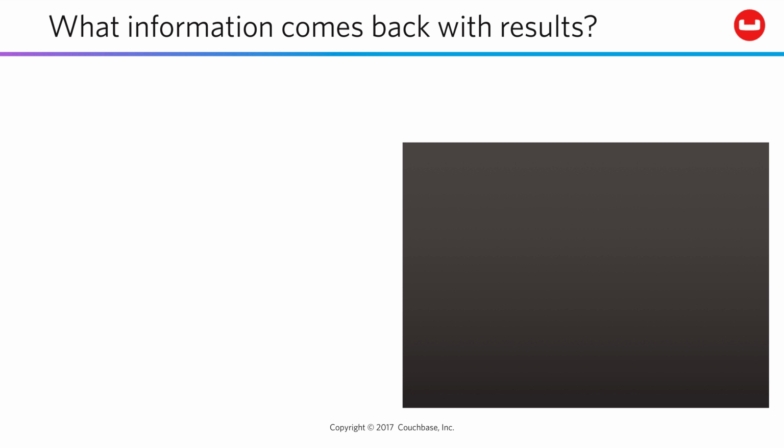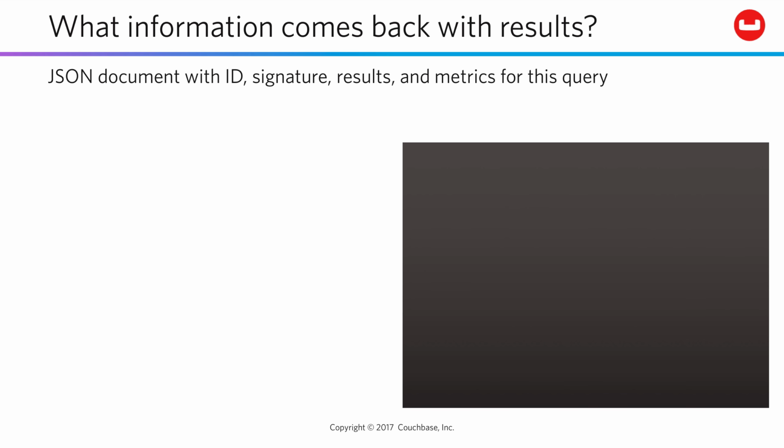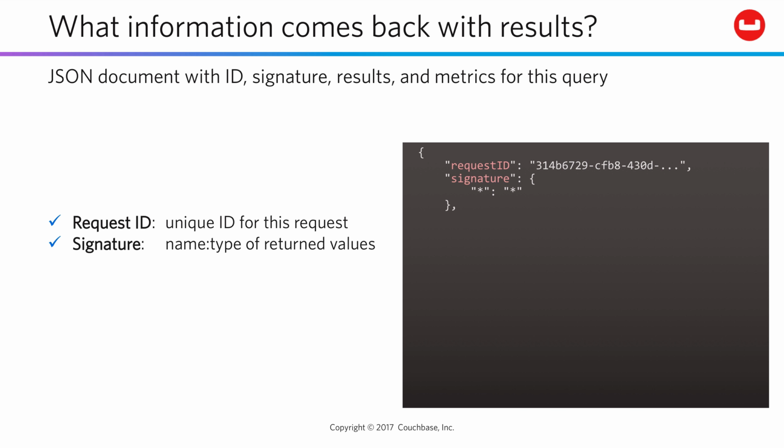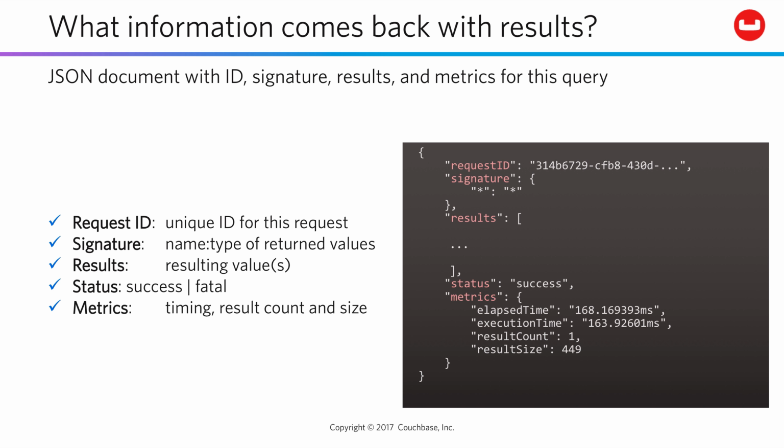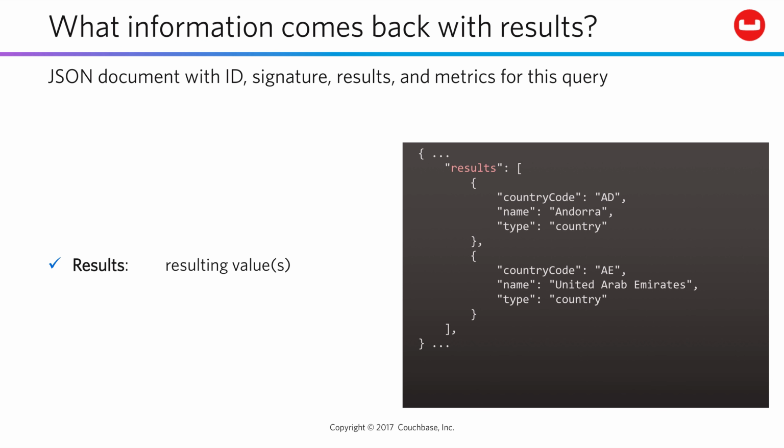Now, queries return more than just results. When viewed from the command line or via SDK results, you get a unique ID for each request, a signature reflecting the request structure, the results, a success flag, and metrics regarding timing and result count. Now again, from the command line, your results are nested in this overall JSON document as individual objects within a JSON array. When working with all of this via SDK, these results are serialized into native objects as appropriate for the language of that SDK.